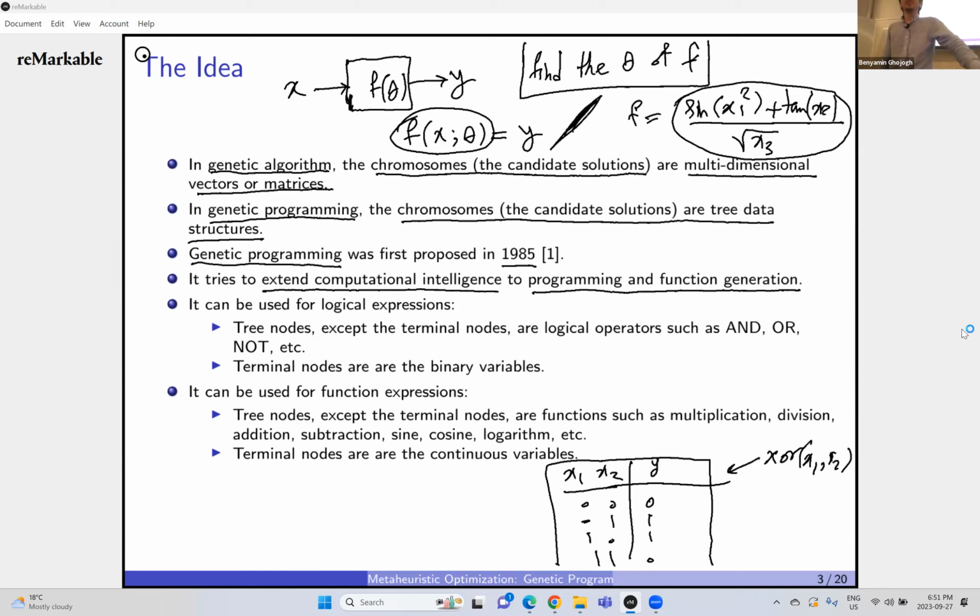By the way, in this sentence, I also told you that chromosomes in genetic programming are trees. Can you tell me why? Can you guess why the chromosomes, the candidate solutions, or the candidate function expressions can be represented as a tree?